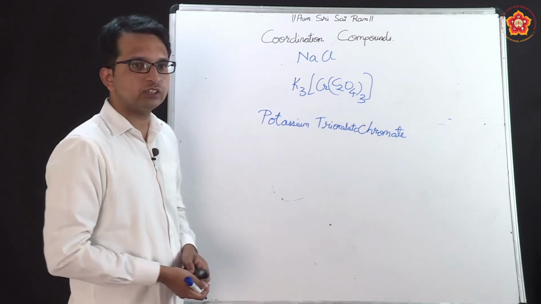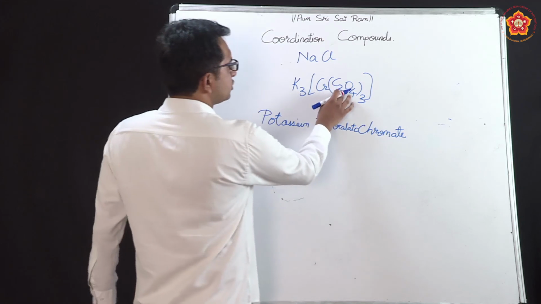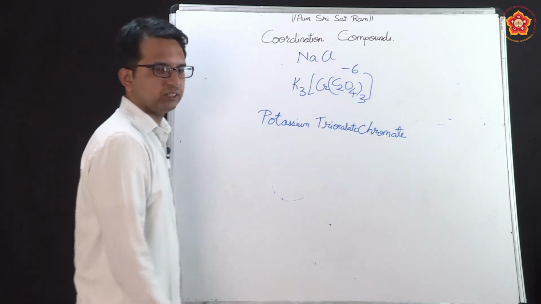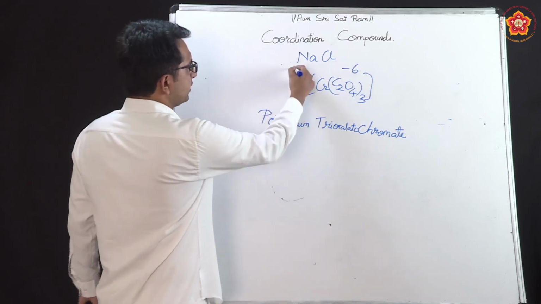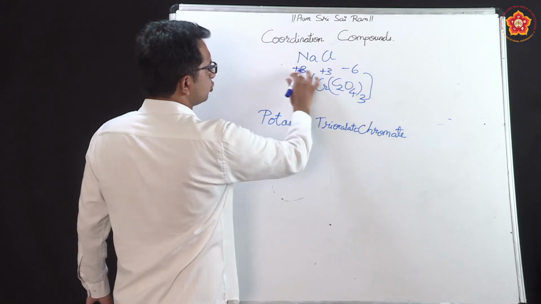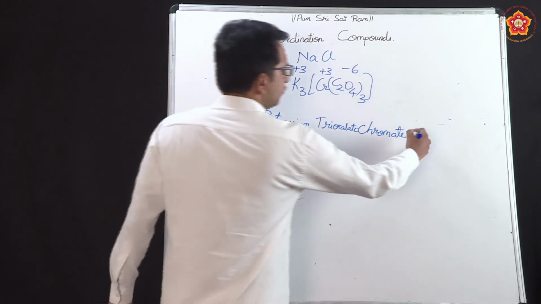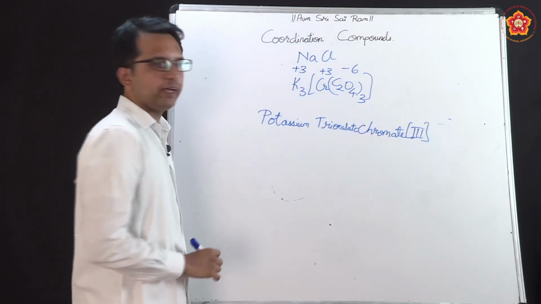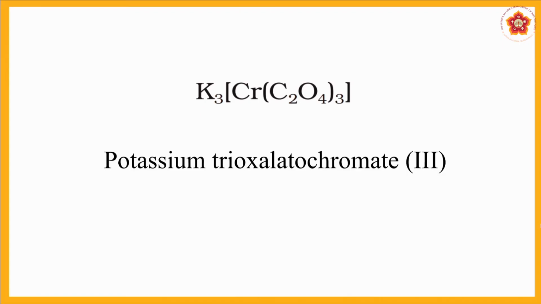So, what is the charge on this that we have to determine? We know this is 2 minus, and since there are 3, the overall charge is -6. This is +1, and since there are 3, we will write it as +3. So, this will be +3 so that it can be balanced. Therefore, the name of this compound will be potassium trioxalato chromate(III). That is the name you get.